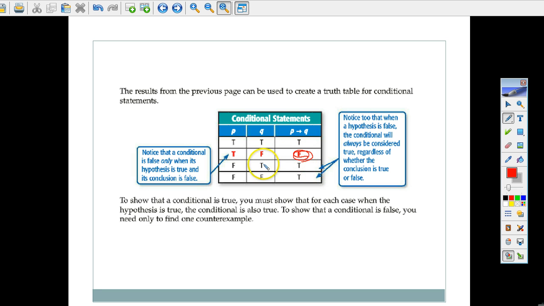Notice too that when a hypothesis is false, the conditional will always be considered true regardless of whether the conclusion is true or false. So if the hypothesis is false, then it's going to be true. To show that a conditional is true, you must show that for each case when the hypothesis is true, the conclusion is also true. To show that a conditional is false, you need only to find one counterexample.